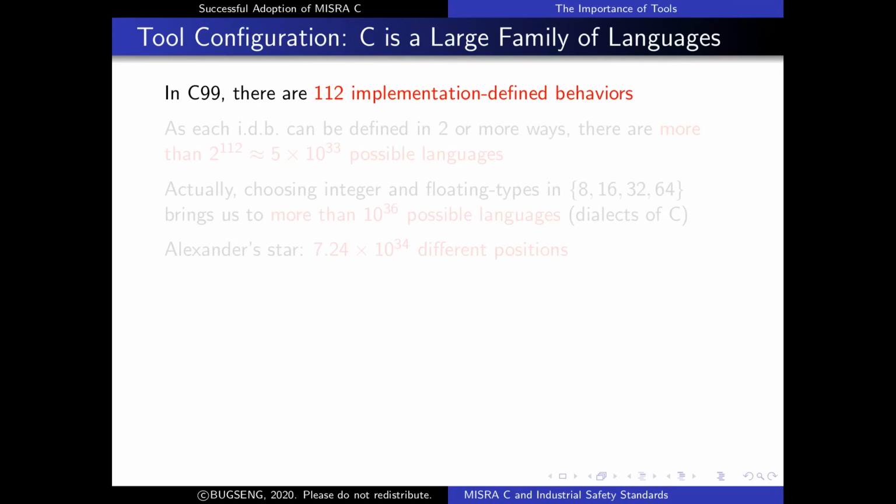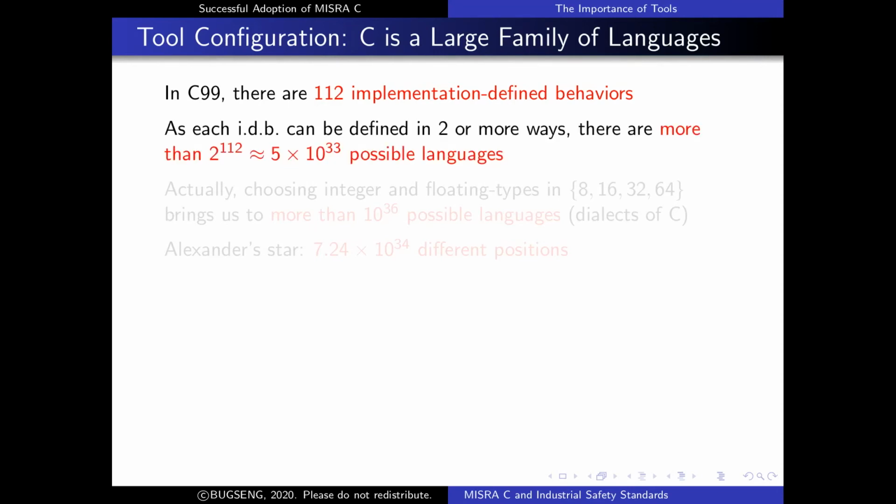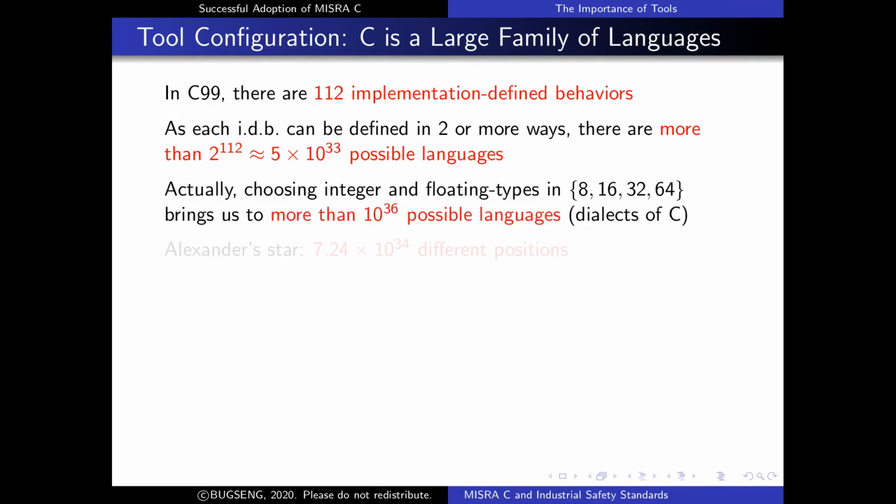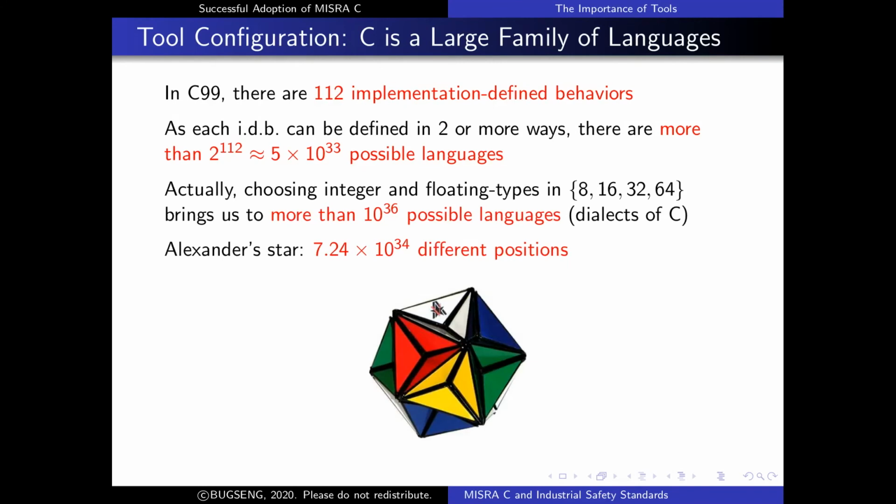So as I said, there are 112 implementation defined behaviors in C99. So this means that the number of C dialects is enormous. An implementation defined behavior, by definition, can be decided in at least two ways. So this means, with only this rough estimation, 5 times 10 to the power of 33 possible dialects. In reality, we can reach a much larger number. And by comparison, the Alexander's Star, this more complicated version of the Rubik's cube, has fewer different positions.